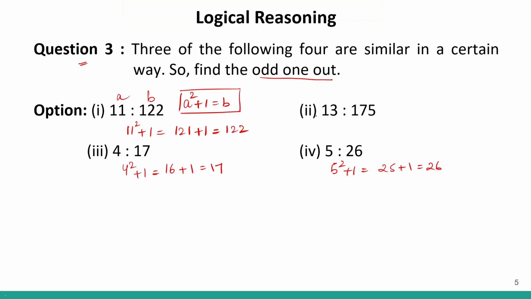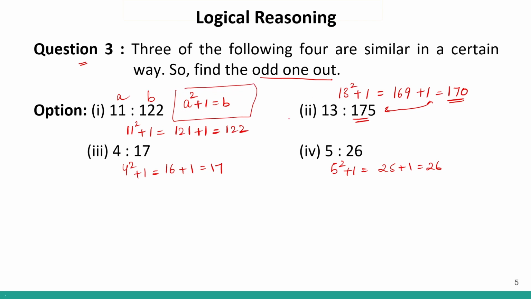Now let us look at option number 2. Option number 2 should be 13 square plus 1. 13 square is how much? 169. And if I add 1 to it, it will be 170 and not 175. So this is the one that is different. This is the one that does not follow the same logic of A square plus 1 equals B. Therefore, option number 2 will be the odd one out. Clear?